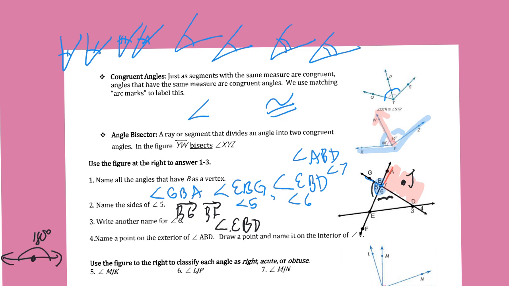Where would be the exterior of that graph? Well, on that angle would be A, B, and D. Those are points that are on the angle.